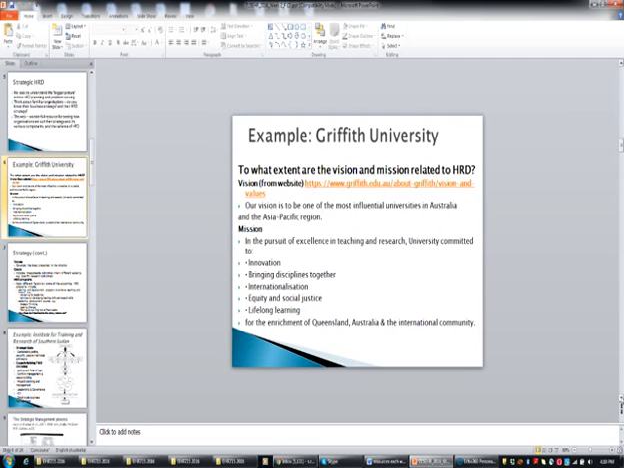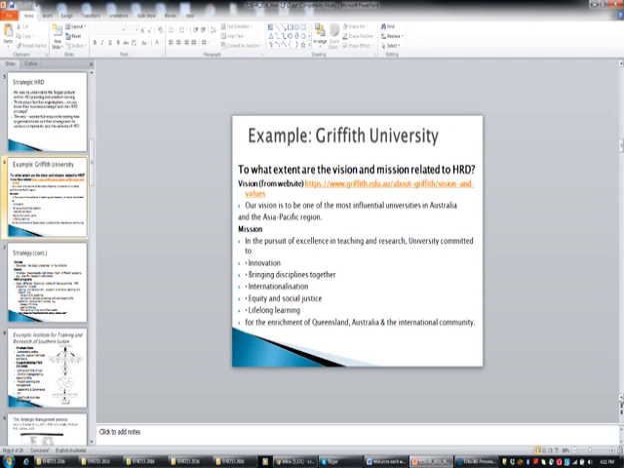As an example, Griffith Uni has on its website its vision and its mission, and you can take a closer look at that website link there. You can see that our vision is to be one of the most influential universities in Australia and the Asia Pacific region. So that suggests a context that's certainly well beyond Australia in terms of our reach.